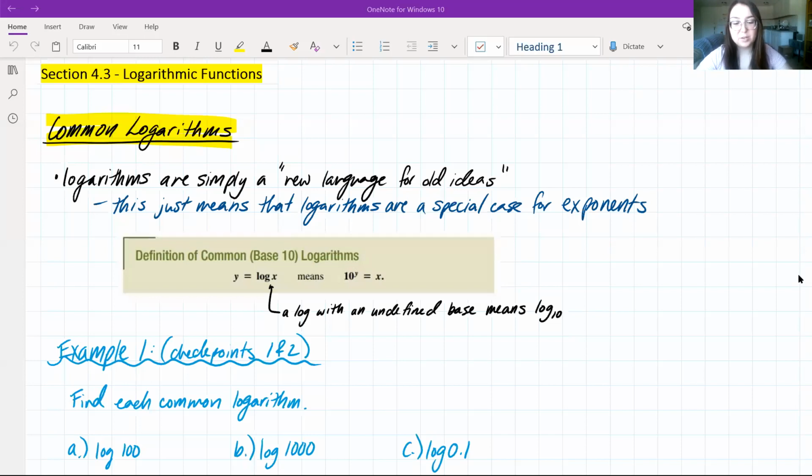So we have the definition of the common base 10 logarithm. So we have y is equal to log x, which means 10 to the y power is equal to x. So whenever we see y equals log something, and it doesn't have a defined base or subscript after the log, we're always going to assume that that log means log base 10, which just means that we have that second equation here with 10 to the y power is equal to x.